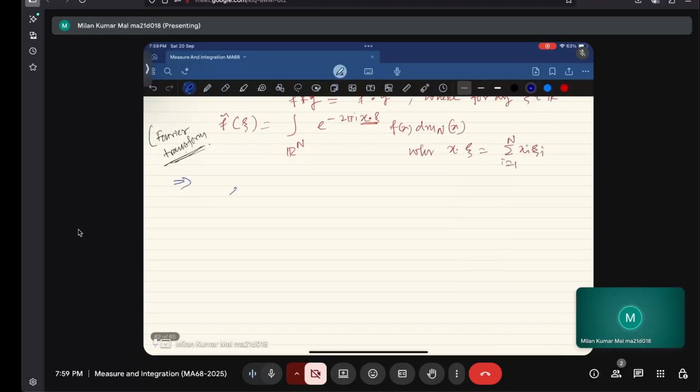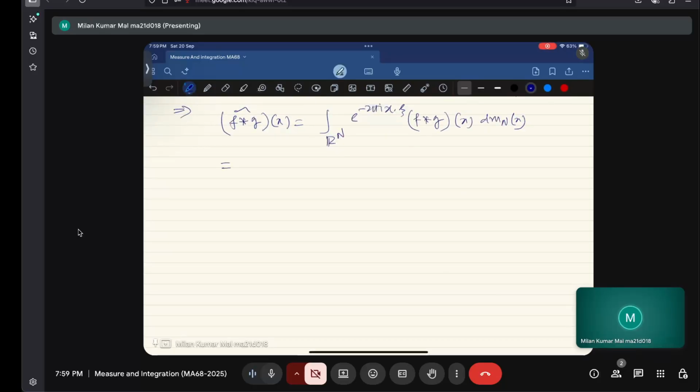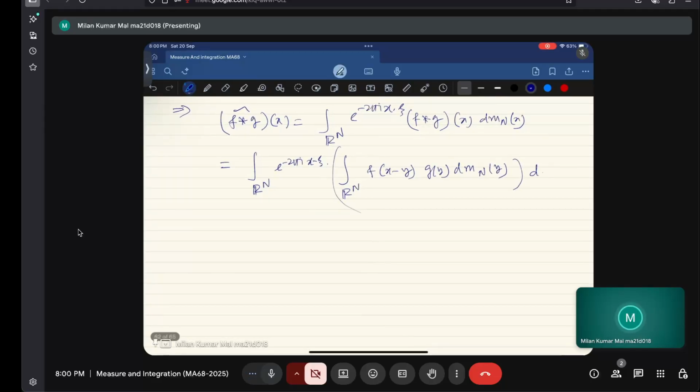Let us solve this problem. So f star g hat at the point xi, by definition, is equal to the integral over Rn of e to the power minus 2 pi i x dot xi, times f star g at the point x, dmn x, which can be written by using the convolution, that f at x minus y, g of y, dmn y. Now again using Fubini's theorem.